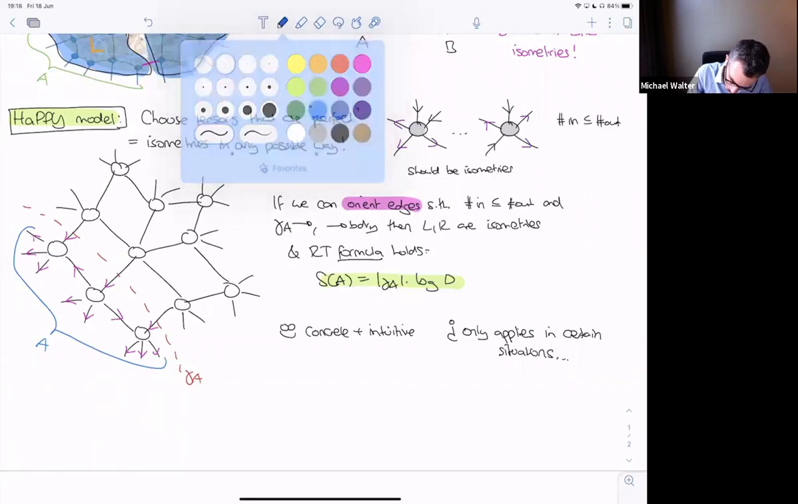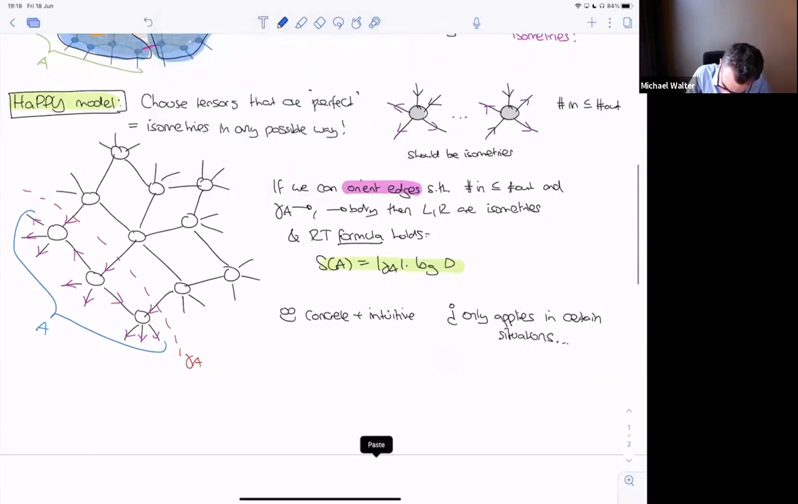And maybe just because I said this a few times, what we managed to do here by orienting these edges and having this unitary, isometric nature, is that we can now think of the bulk in some sense as a quantum circuit, actually as many quantum circuits that are routing the information through the network, right?